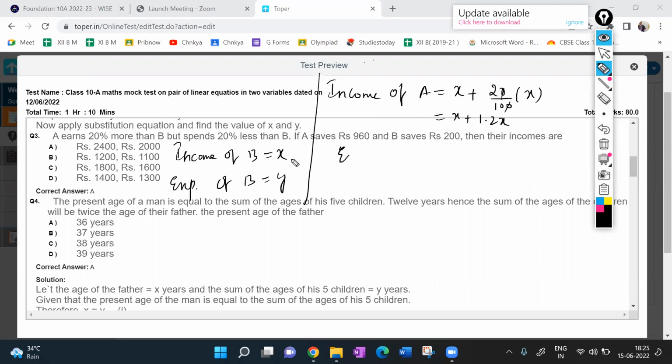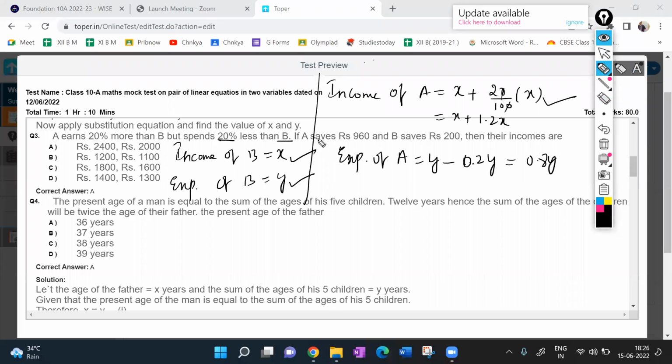So what is expenditure of A now? A spends 20% less than B, and B's expenditure is Y. So 1.2 times Y gives me 0.8 Y. Am I right? Sorry, 20% less means 0.2 taken off, so it is 0.8 Y. Correct.